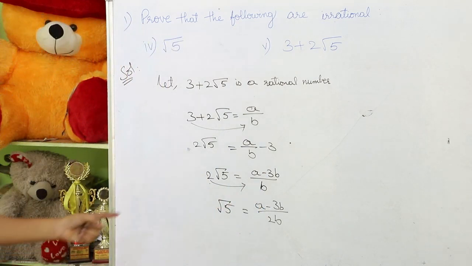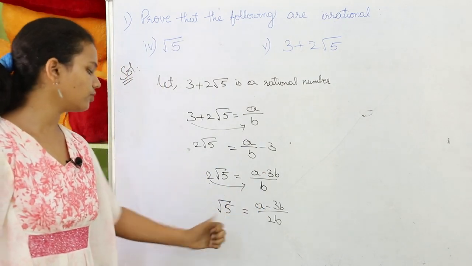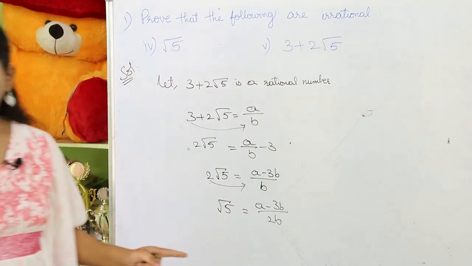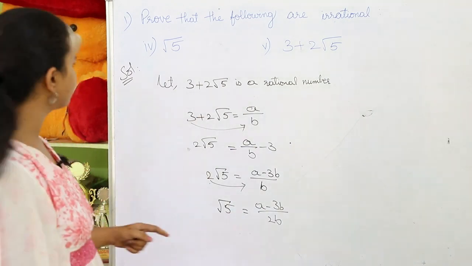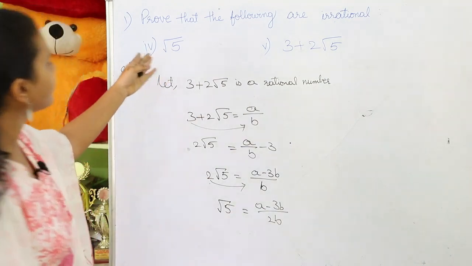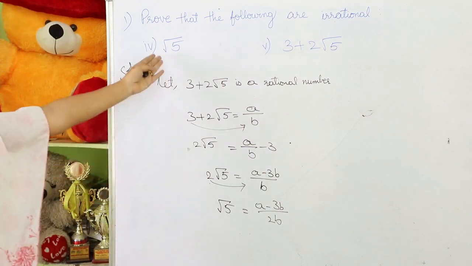So root 5 equals (a minus 3b) by 2b. We know root 5 is an irrational number, right? We know that root 5 is an irrational number. As we have here, we have proved root 5 is a rational number.